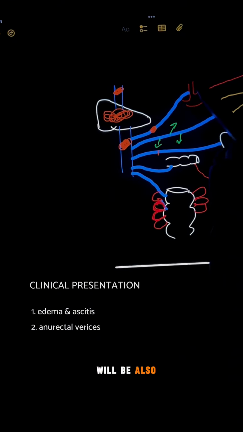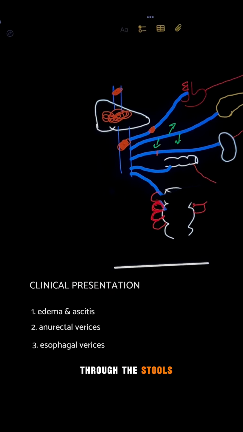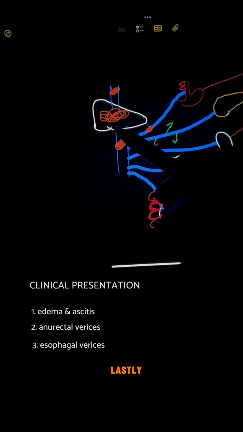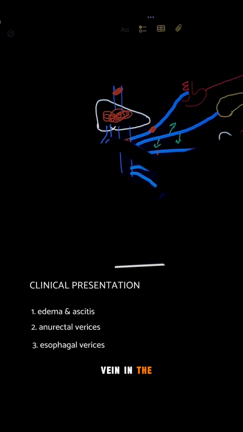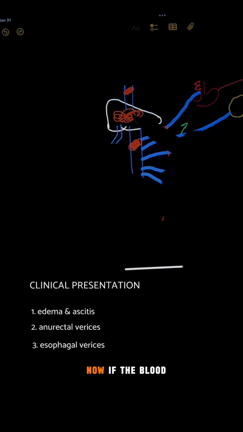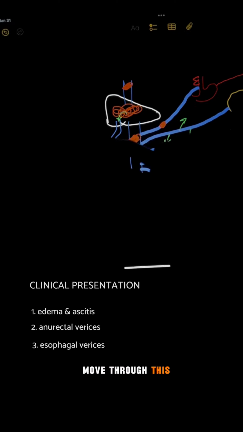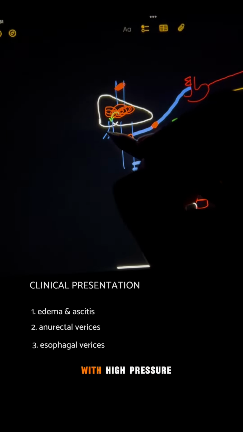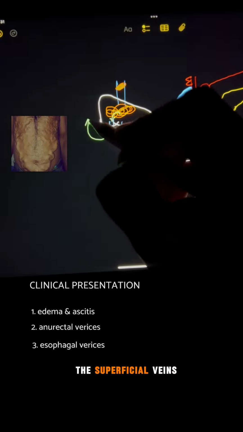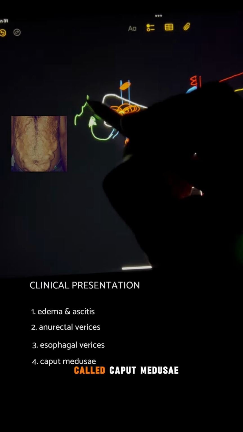Similarly, the patient will also be presented with esophageal varices and the patient will pass blood through the stools and will have hematemesis. Lastly, there is a vein called umbilical vein in the fetus stage that has changed into round ligament in the adults. Now if the blood pressure is so high here, then the blood will recanalize this round ligament and blood will move through this ligament. And this blood with high pressure will form varices in the superficial veins of the belly. This condition is called caput medusae.